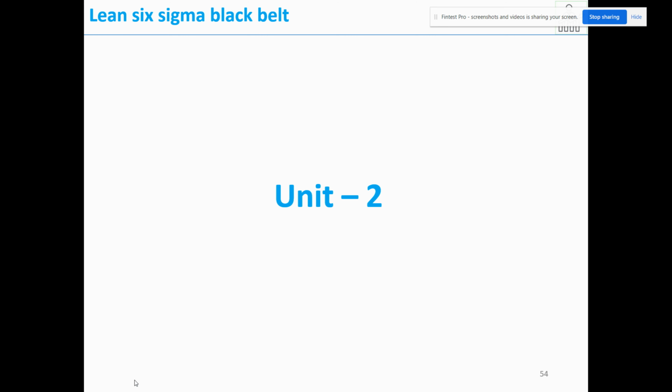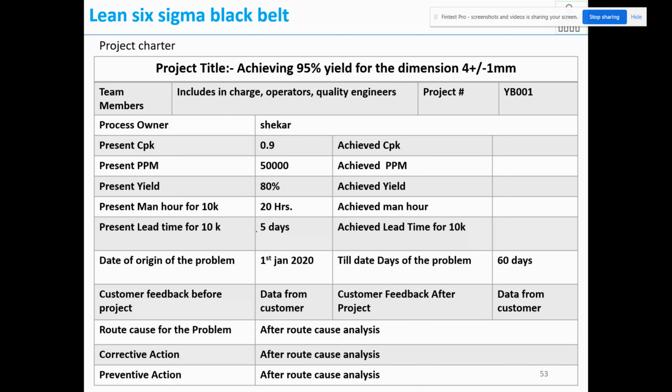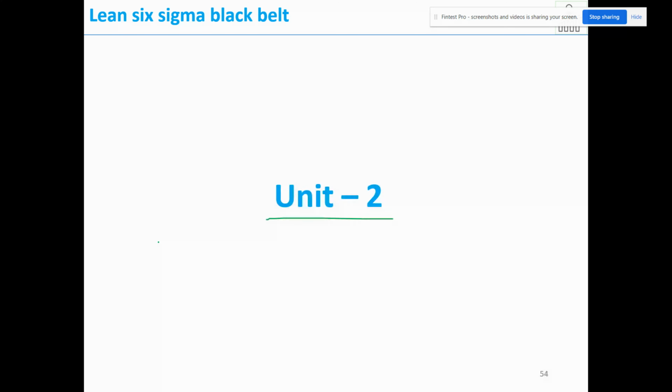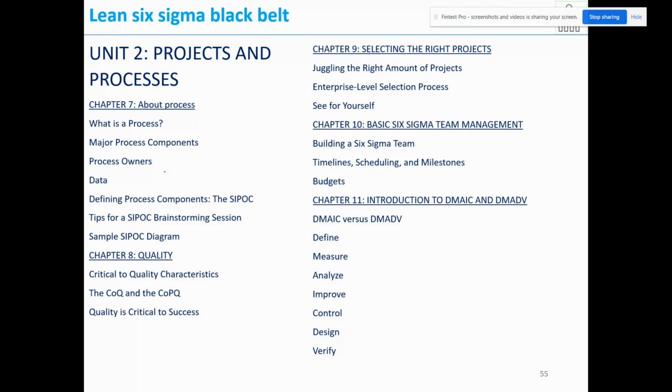Next, we are going to see Unit 2. So, in Unit 1, we understood the basic concepts and how to create the problem statement along with the project charter. In Unit 2, we're going to cover project and process as the main topic. In that, we are going to cover chapter 7 to chapter 11.